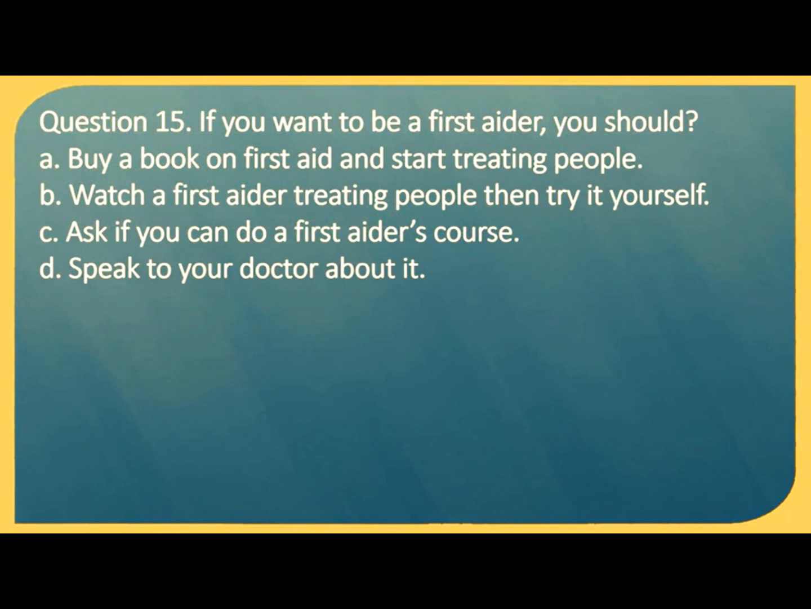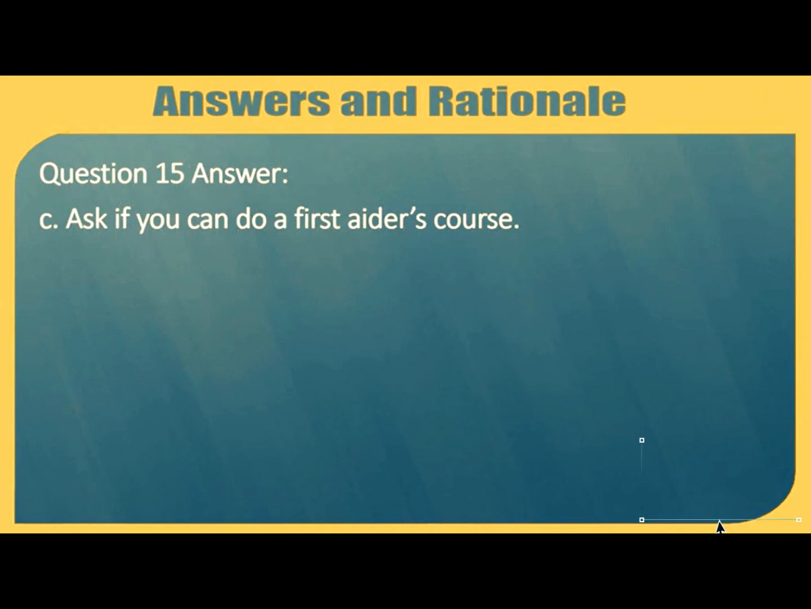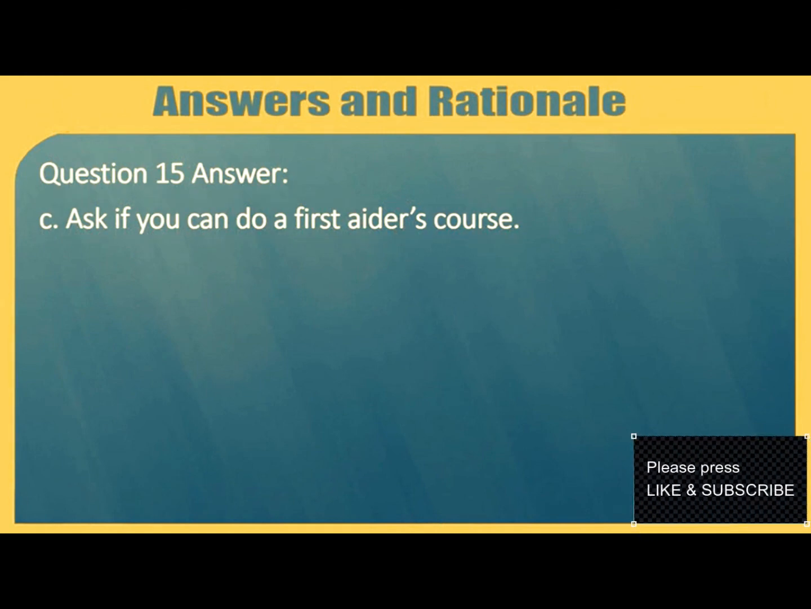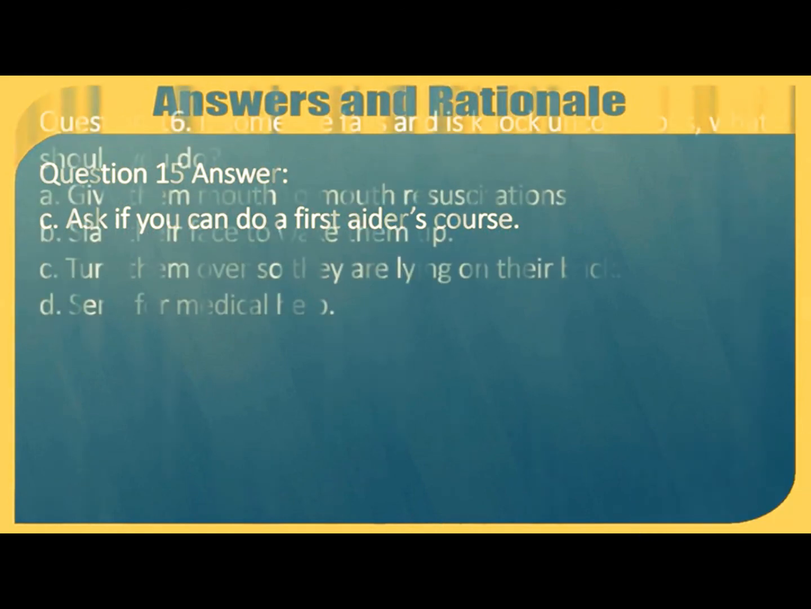Question 15. If you want to be a first aider, you should: A. Buy a book on first aid and start treating people. B. Watch a first aider treating people, then try it yourself. C. Ask if you can do a first aider's course. D. Speak to your doctor about it. Question 15. Answer: C. Ask if you can do a first aider's course.